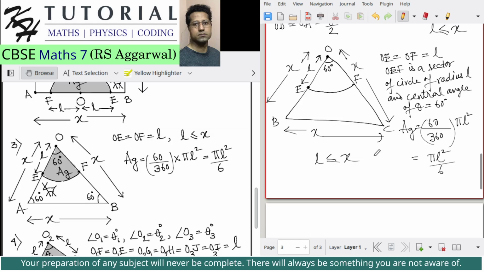No. If the length of the rope is x, then obviously the sector will be something like this, and the maximum area will definitely be the entire triangular plot. That is the area of the triangle.